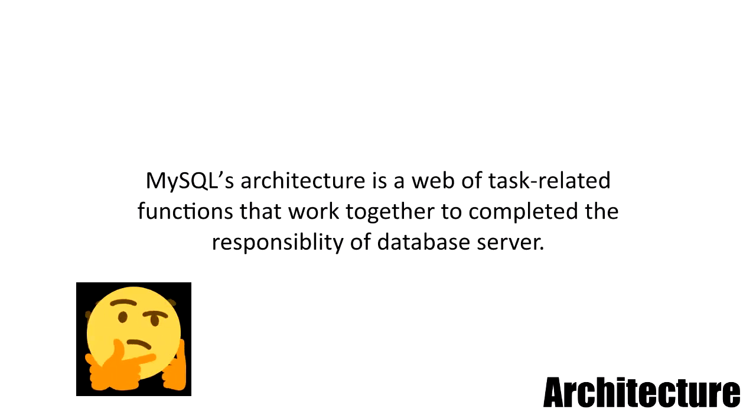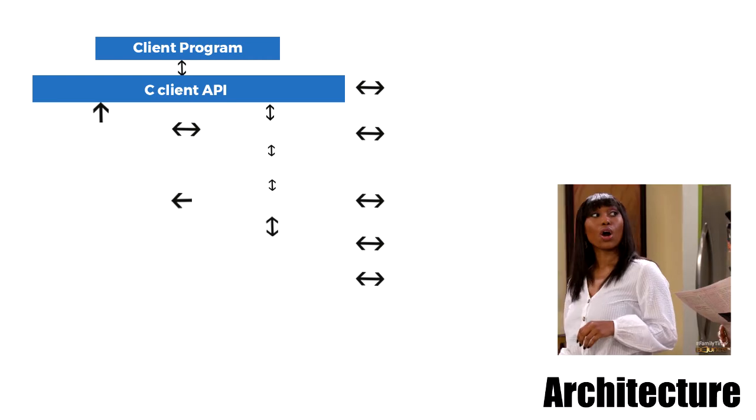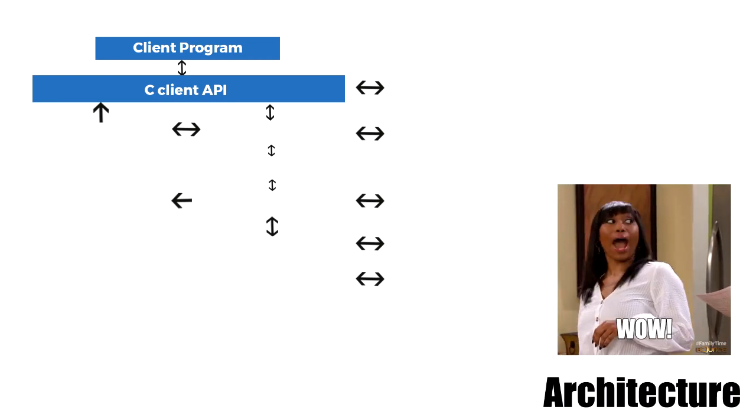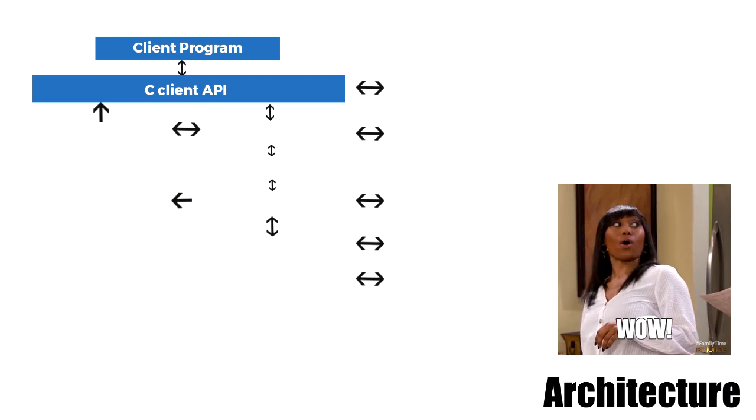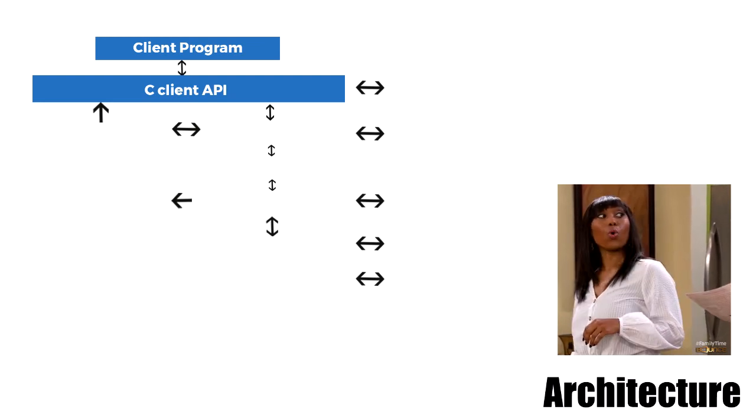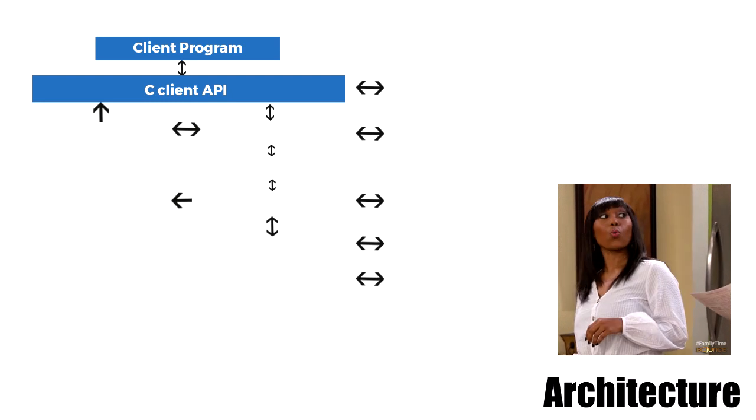Now, I'm going to explain about the architecture of MySQL. MySQL's architecture is a web of task-related functions that work together to complete the responsibility of a database server. The diagram below is an overview of the subsystems that interact with each other through a well-defined function interface. Each subsystem has its own responsibilities and is independent from the others.